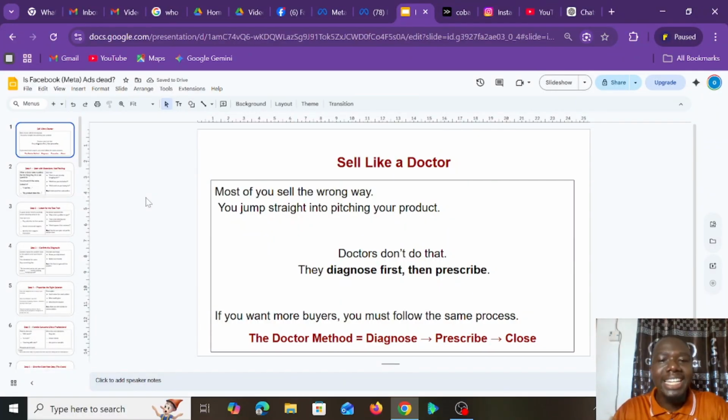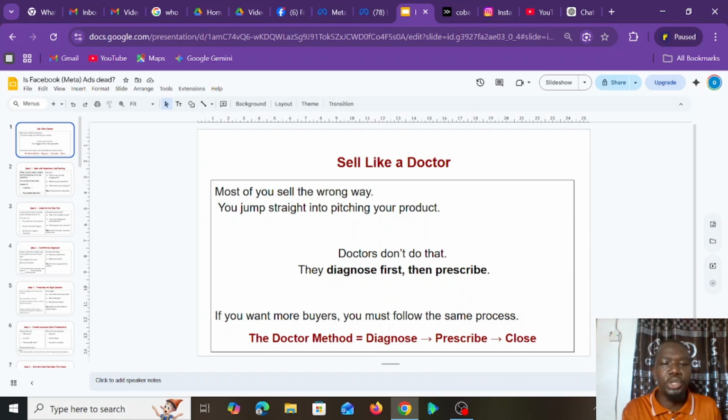Okay, let's learn how to sell like a doctor. Now, most of you sell the wrong way. You jump straight into pitching your product, but doctors don't do that. What they do is that they diagnose first, then they prescribe. They diagnose your problem and prescribe the solution. So if you want more buyers, you must follow the same process.